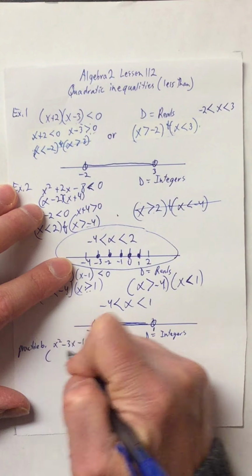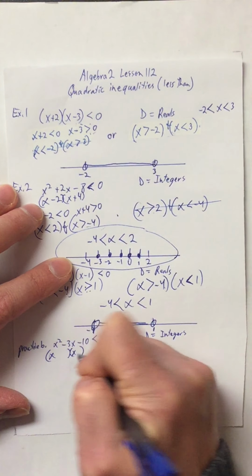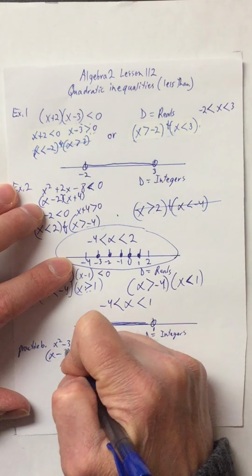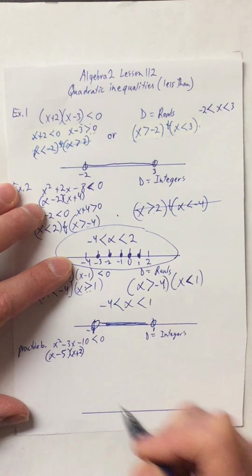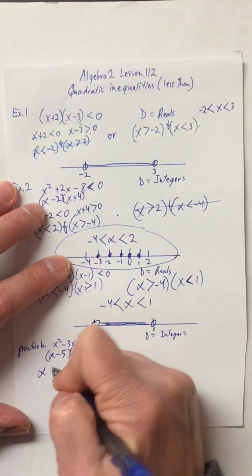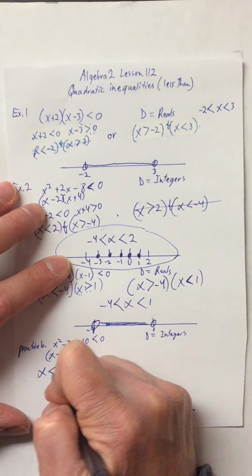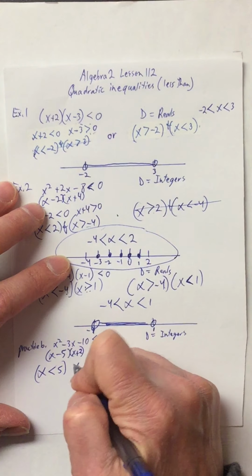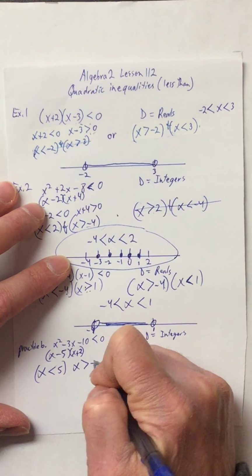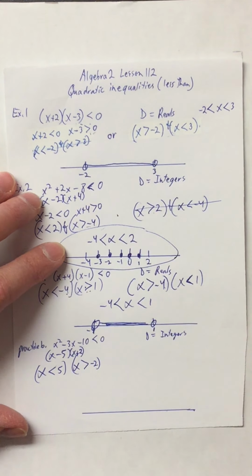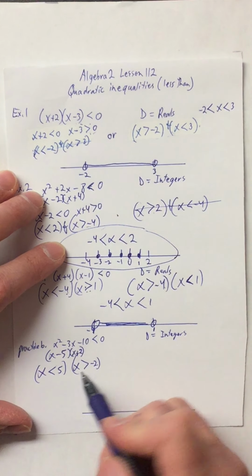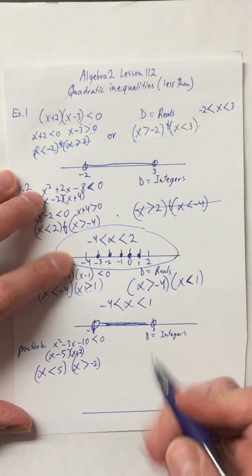I need to factor this first. So x and an x, and then a negative and a positive, and then it looks like negative 5 and a positive 2 will work out. So x is anything less than 5 here. And then this one here, we're going to flip it. x is anything greater than negative 2. Let's see if that works. x is anything less than 5, that's the positive number. x is anything greater than negative 2, that looks like it works.